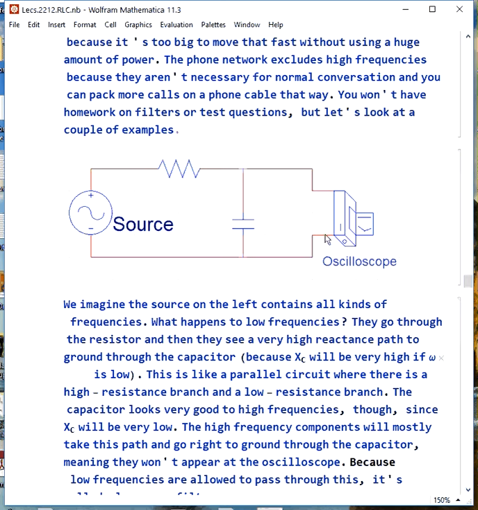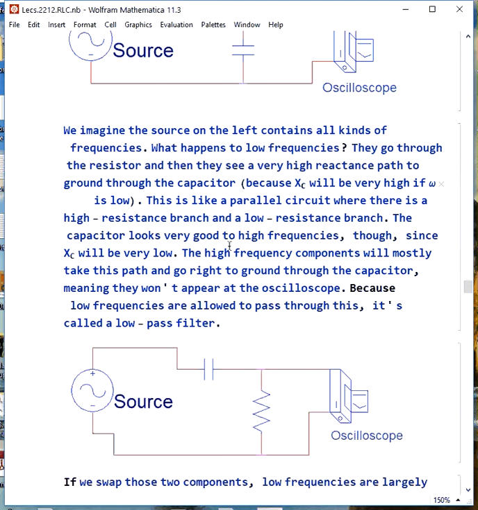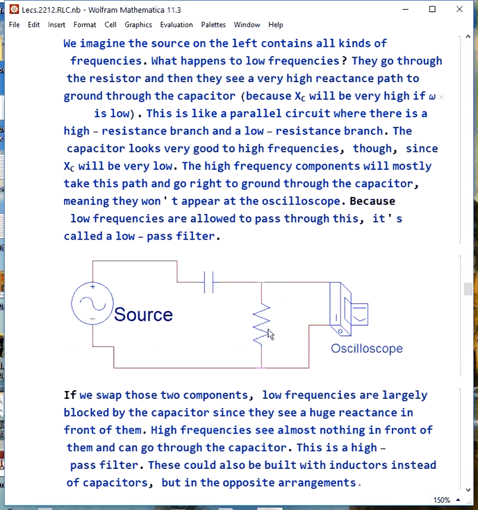And that's why this is called a low pass filter. It allows low frequencies to pass. What about a high pass filter? Well, if we swap the locations of the capacitor and the resistor, we find that the low frequencies get to this point and they see it kind of like a broken bridge. Very, very high resistance to low frequency currents here. High frequency currents would hop right over it.